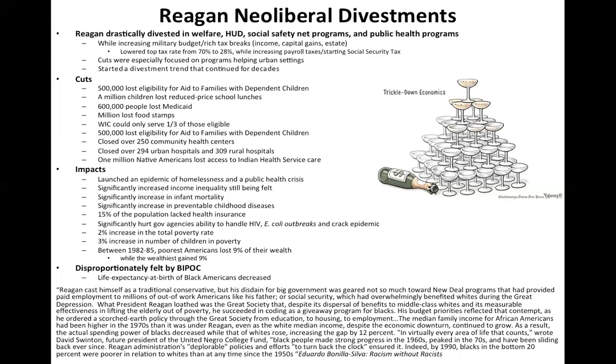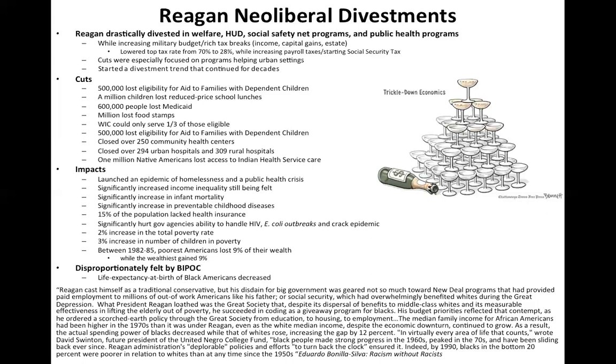Reagan cast himself as a traditional conservative, but his disdain for big government was geared not so much towards New Deal programs that had provided paid employment to millions of out-of-work Americans like his father, or Social Security, which had overwhelmingly benefited whites during the Great Depression. What President Reagan loathed was the Great Society, that despite its dispersals of benefits to middle-class whites and its measurable effectiveness in lifting the elderly out of poverty, he succeeded in coding as a giveaway program for Blacks.